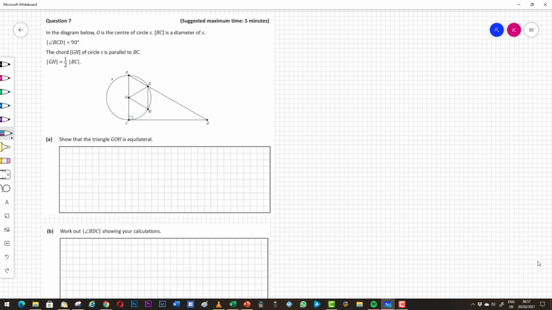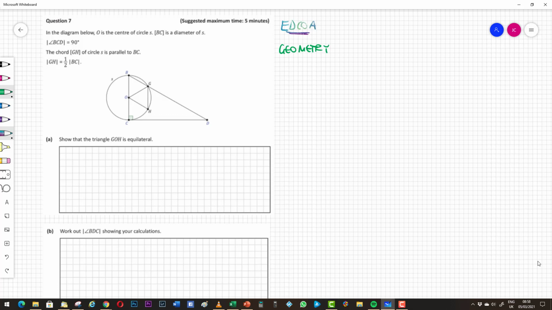Okay, so we're going to have a look at question 7 from the Edco A paper, and this is a question on geometry, so we'll just get geometry written down here. And so we've been given a diagram below, and we have O, the center of a circle S, BC is the diameter of the circle, and then we're told that angle BCD, this angle down at the bottom here, is 90 degrees. And so CD is obviously a tangent to this circle S.